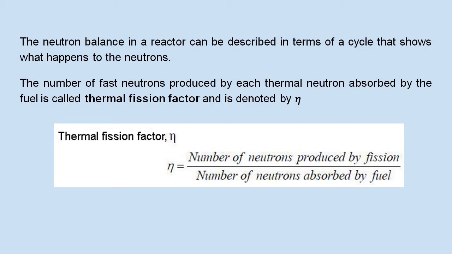The number of fast neutrons produced by each thermal neutron absorbed by the fuel is called the thermal fission factor and is denoted by eta. So, when uranium-235 absorbs a neutron, it produces fast neutrons, that means with high energy. You define the thermal fission factor eta as the number of neutrons produced by fission divided by the number of neutrons absorbed by the fuel.